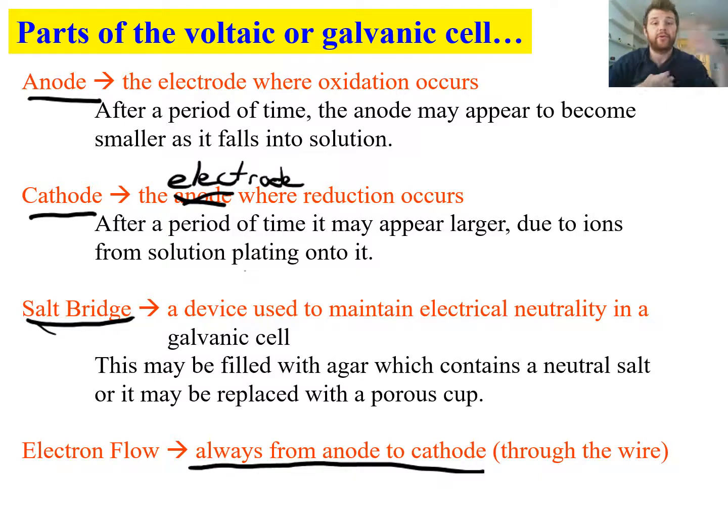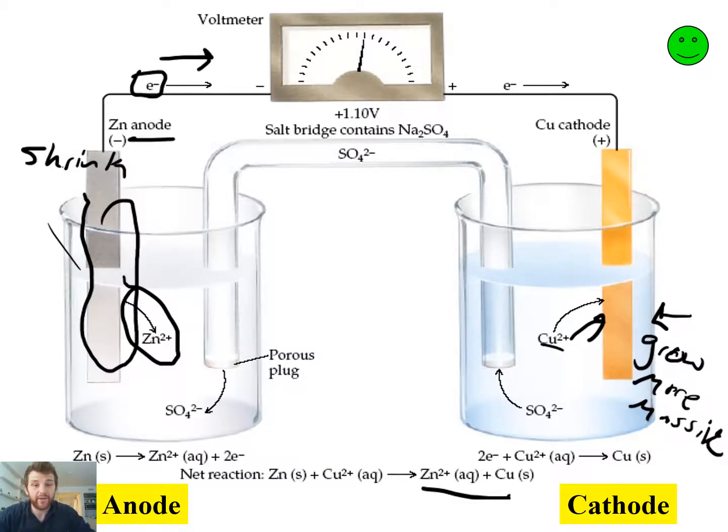Remember, the cathode is going to grow and the anode is going to shrink because those ions are going to go into solution. The cathode is going to grow because those ions are coming out of solution and turning into a solid. The salt bridge allows a neutral salt so that the anions can go where they need to go to keep an electrical balance. And remember that the electron flow goes from the anode to the cathode. This is what it looks like. This is what your book will show you as well.